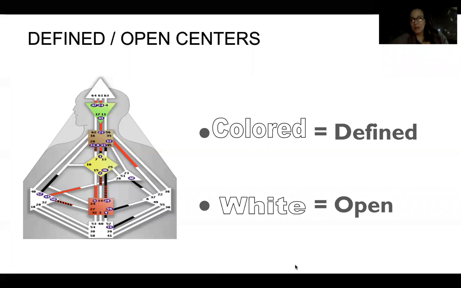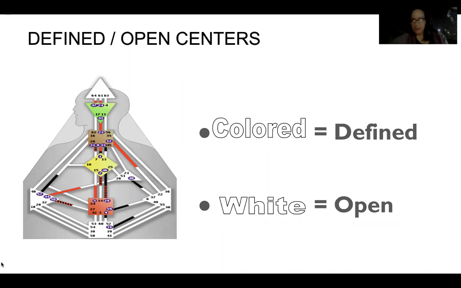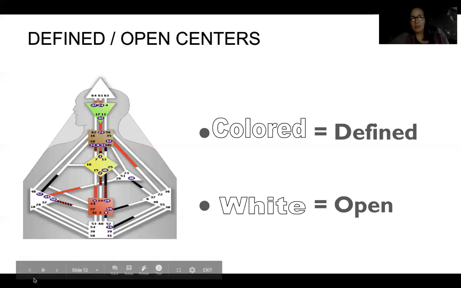So you'll see on your chart a bunch of things that are white, a bunch of things that are colored in. We'll dive into that a little bit. Any of the centers that are colored in are defined. It doesn't matter what color they are. There's no additional meaning to the colors. It just happens. Well, the red and the black have additional meanings, but not the centers themselves. Anything that is white is open.